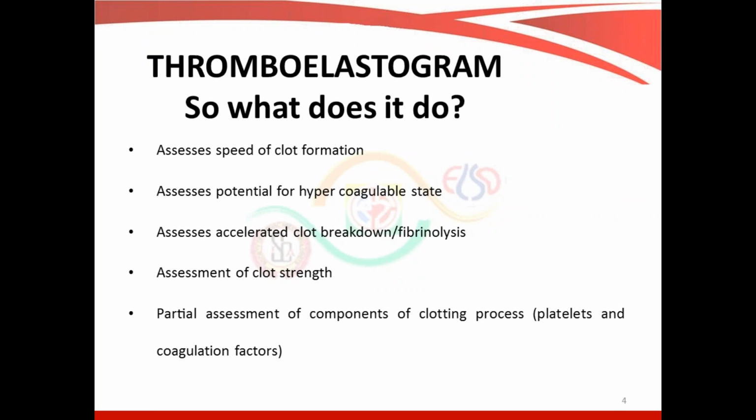So thromboelastogram, unlike an APTT or an INR or a platelet count, assesses the speed of this clot formation. It assesses the potential for a hypercoagulable or a hyperfibrinolysis state. It assesses the accelerated clot breakdown of fibrinolysis. It assesses the clot strength. Basically, how good is the clot to prevent that bleeding with your anticoagulants like heparin, to which your patient on ECMO is exposed. And it also tells us about the partial assessment of the components of the clotting process, that is platelets and coagulation factors.